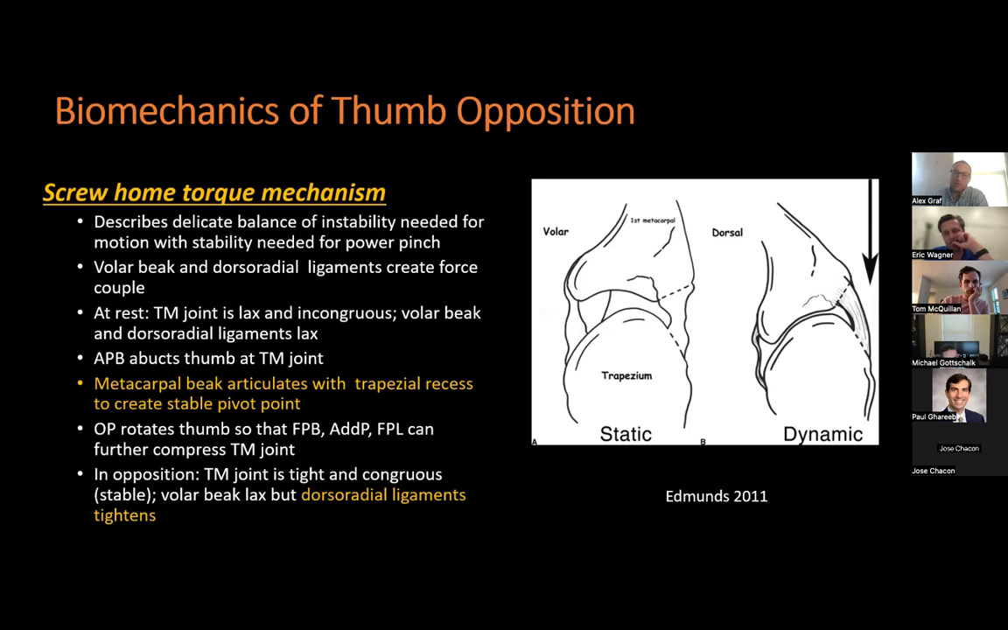However, as you begin to oppose and abduct the thumb, you have the metacarpal beak that articulates with the trapezial recess and kind of locks in, creates that stable pivot, and allows the volar beak to be lax and the dorsal radial ligaments to tighten. And when that gets disrupted is when you start to have asymmetric loading on the joint and eventual arthritis.